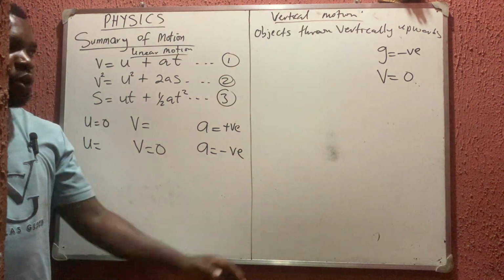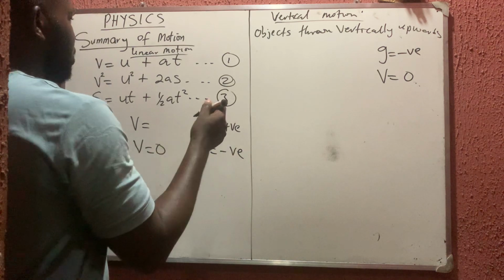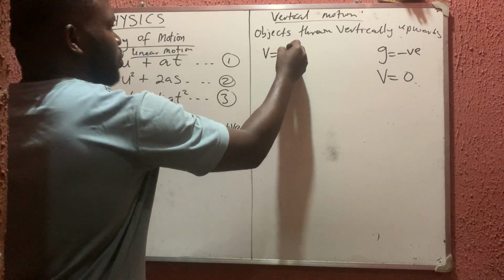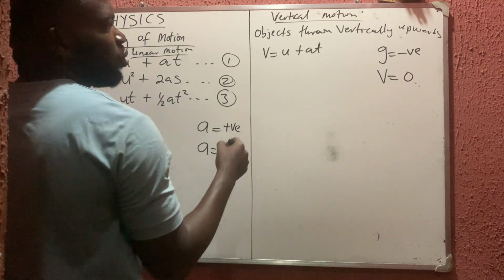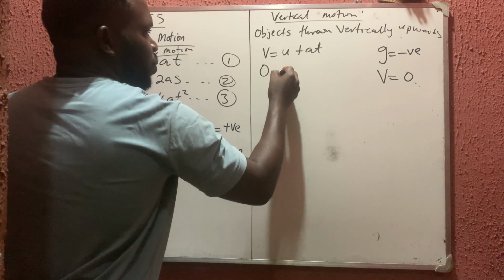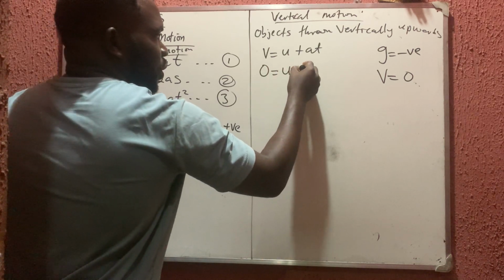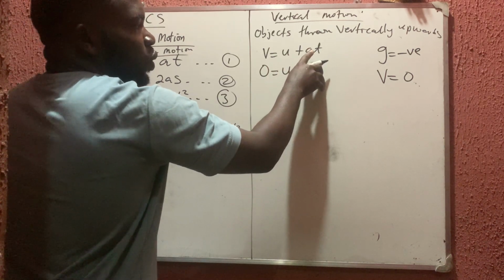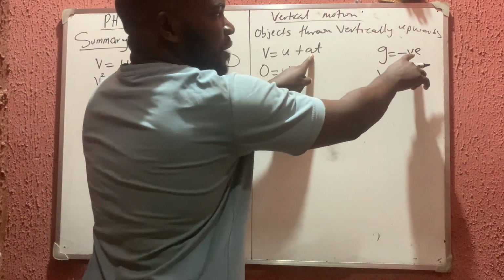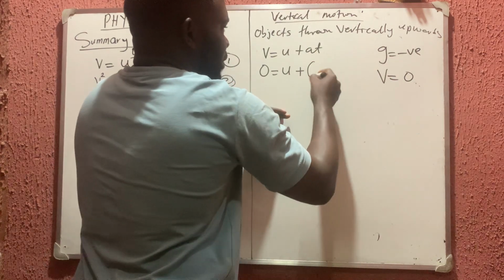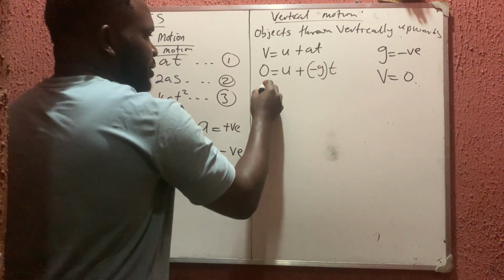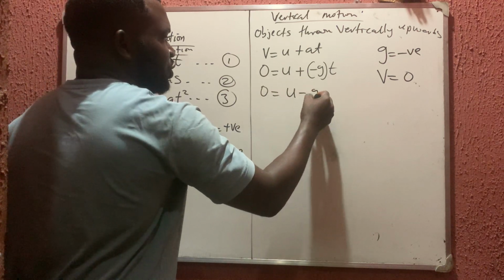Now, once you know this, come back to your equation of motion. We now have that the first equation of motion is what? V is equal to u plus at. So what do we have now? Our V is zero for this. So zero is equal to u plus, now your a will no longer be normal acceleration, but what? Acceleration due to gravity. But it must be negative. You're going to have minus g, then you put your t. So I'm having 0 is equal to u minus gt.